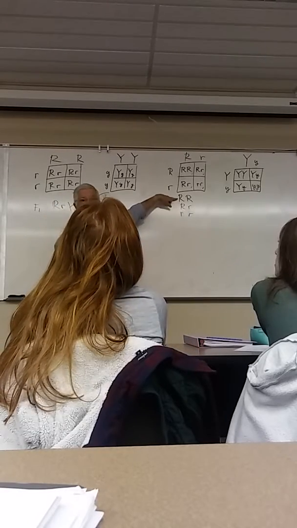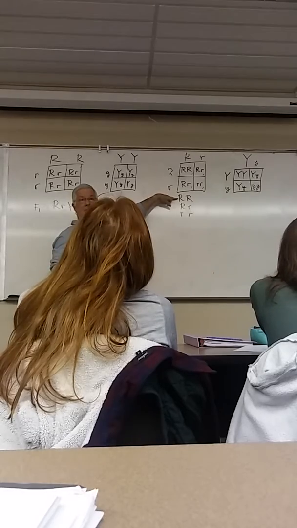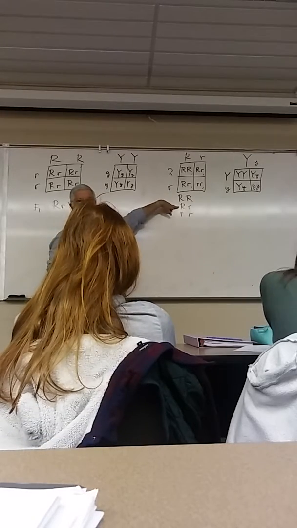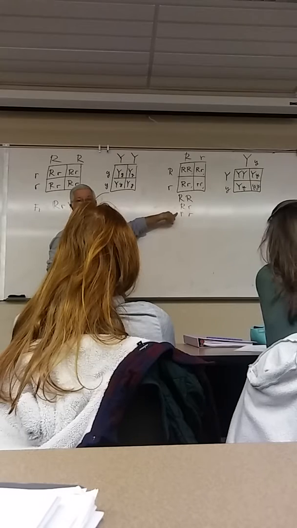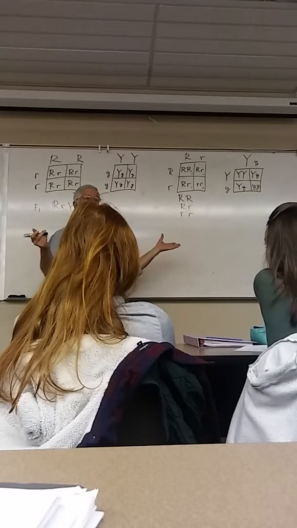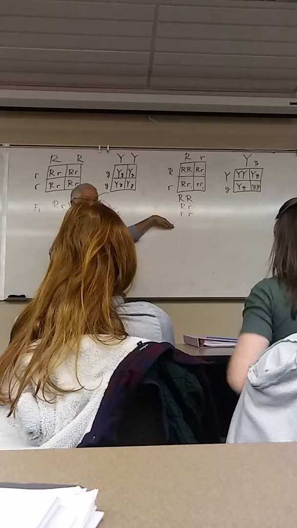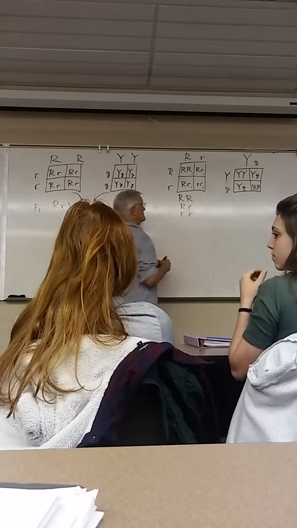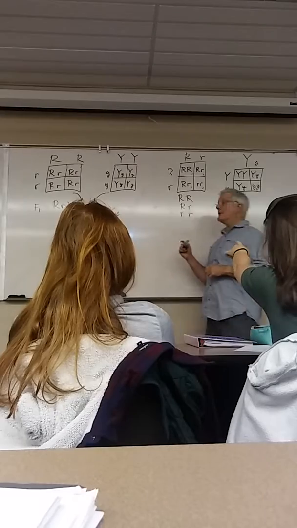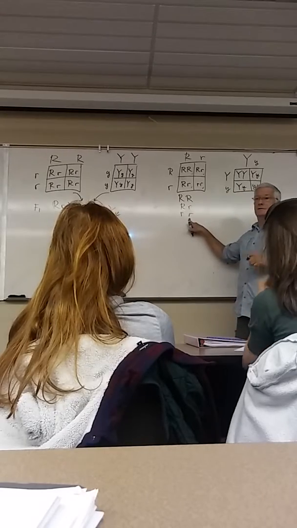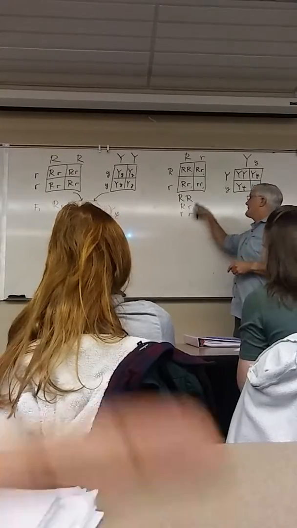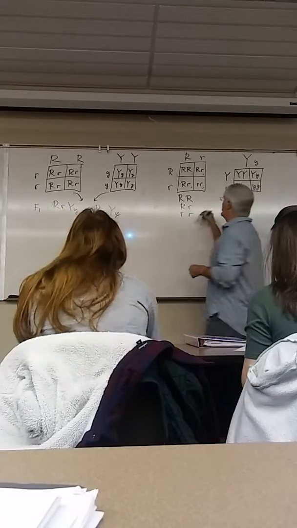So what is the probability of getting this one? Homozygous dominant, 1 out of 4. Okay, heterozygous dominant, 2 out of 4. Homozygous recessive, 1 out of 4. Right, that's how you want to refer to them. Could you give a percentage? Give a percentage instead of the fraction? Sure, 25, 50, 25. Yeah, that'll be fine.